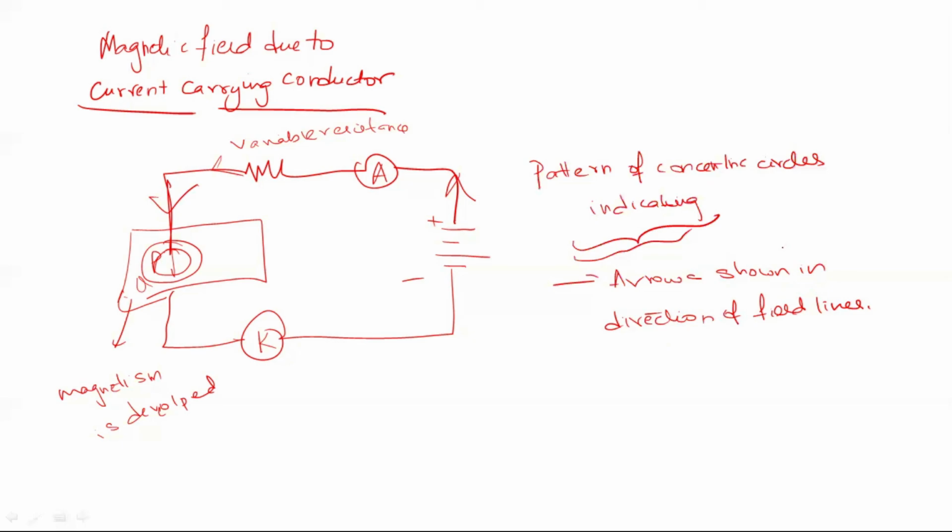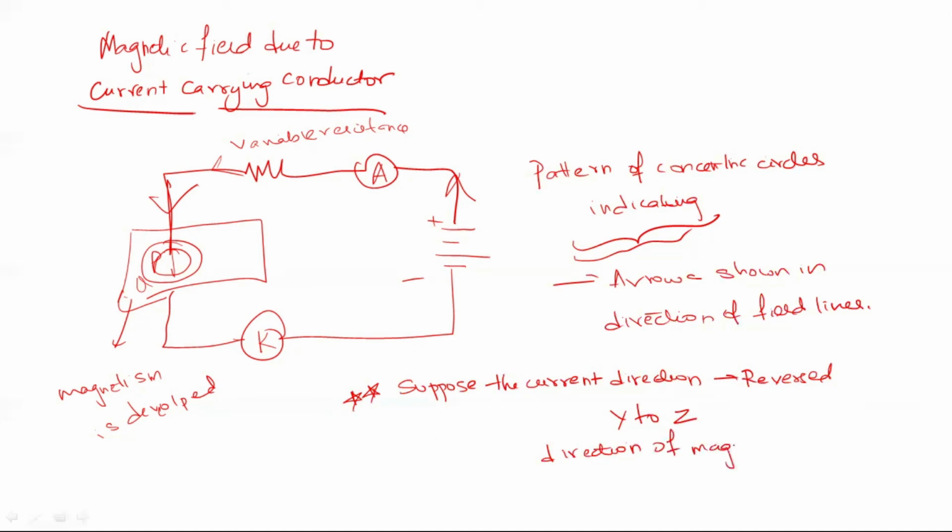What happens to the deflection of the compass needle placed at a given point if the current in the copper wire changes? Suppose the current direction in the copper wire XY is reversed, that is, instead of X to Y, we say Y to X. Then what happens? We find the direction of the needle also changes.